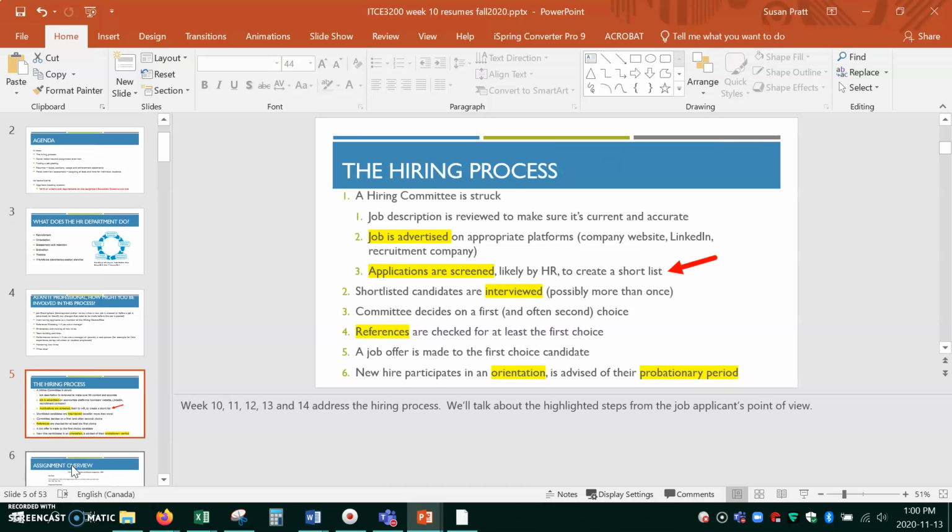So like I said, over the next few weeks, we're going to look at the hiring process and we'll talk about it from the job applicant's point of view, not as if you were hired and working at a company and assisting the HR team. We're going to look at it from your perspective as a soon-to-be graduating student interacting with them.